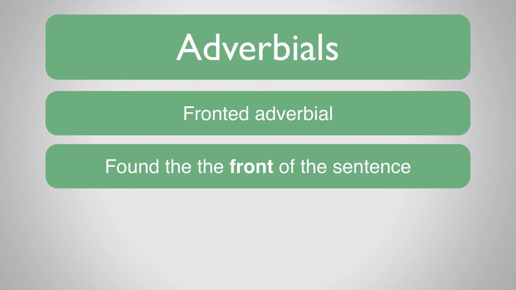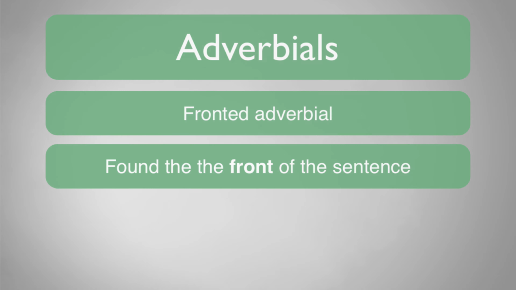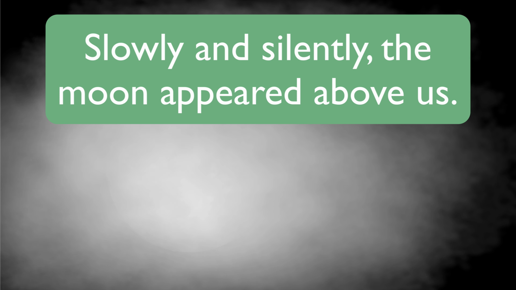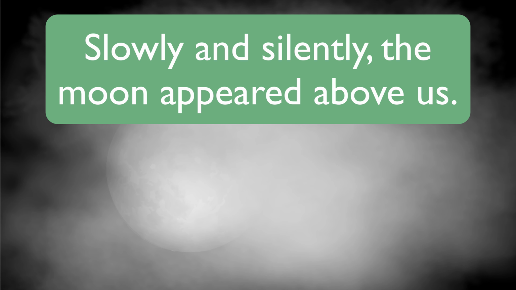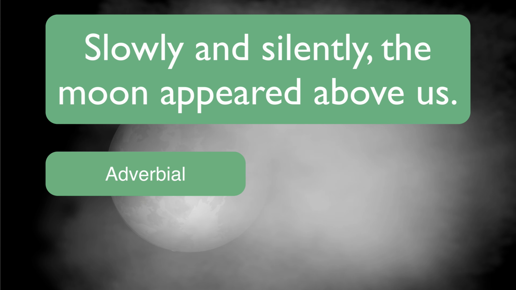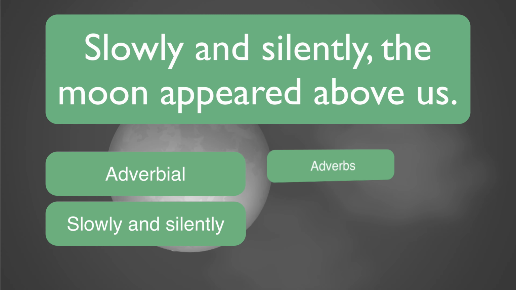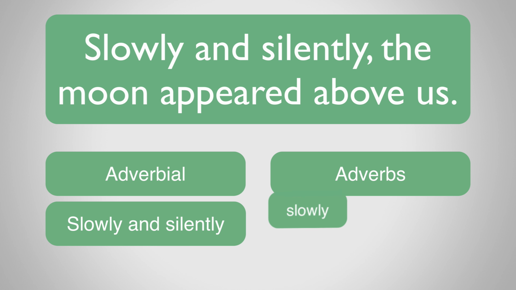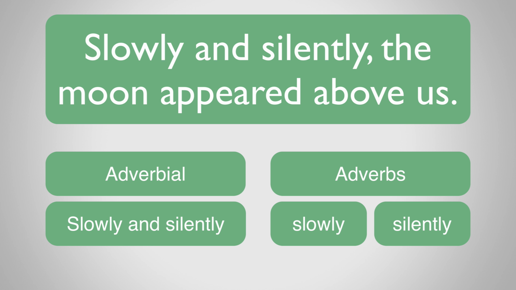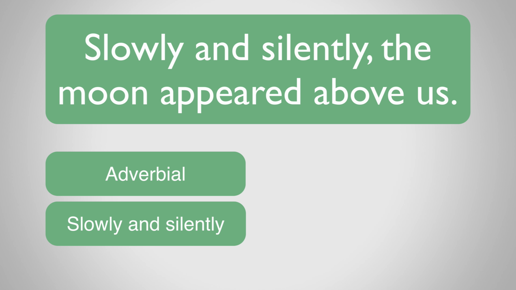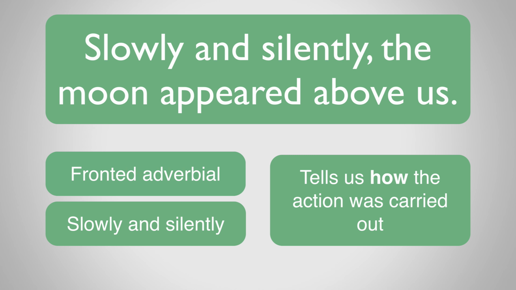Let's start with an example that shows how the action happened. Slowly and silently, the moon appeared above us. Slowly and silently is the adverbial, as it's describing how the moon appeared. The adverbs here are the words slowly and silently, whereas the adverbial is the whole phrase slowly and silently. Since this is at the start of the sentence, we can say this is a fronted adverbial that gives information on how the action was carried out.